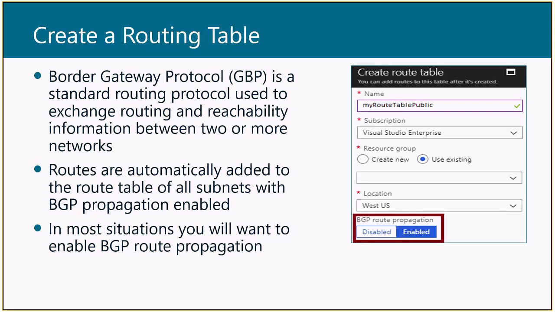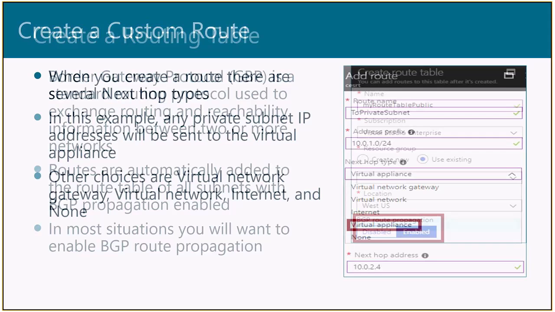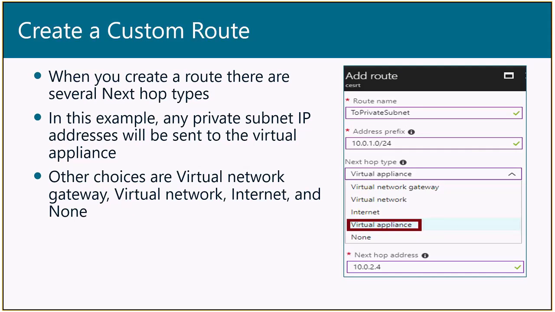So it depends on how your organization wants to do it, whether to use that or not. In most situations, you will want to enable BGP route propagation because it is more efficient. And we can create a custom route. That's what we did. We created a custom route and we used a virtual appliance.